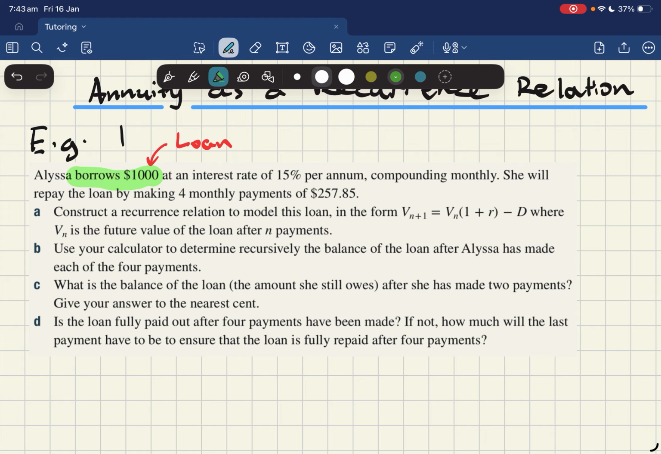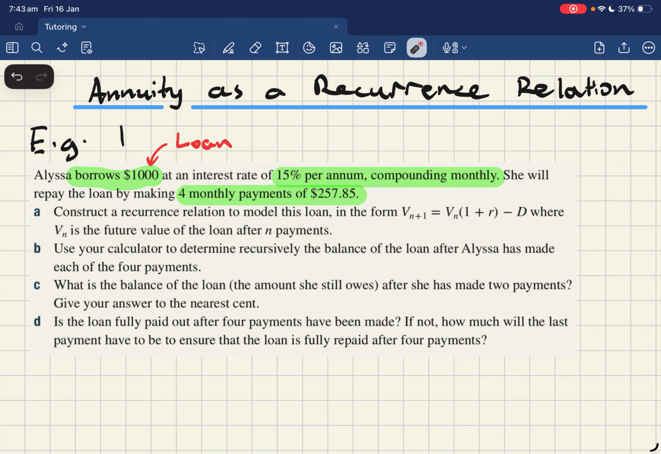Now, we have an interest rate of 15% per annum. Key word here though is compounding monthly. And she will repay the loan by making 4 monthly payments of $257.85. Now, part A is saying construct a recurrence relation to model this loan in the form V of n plus 1 equals Vn times 1 plus R minus D.